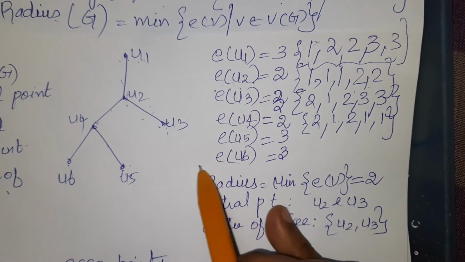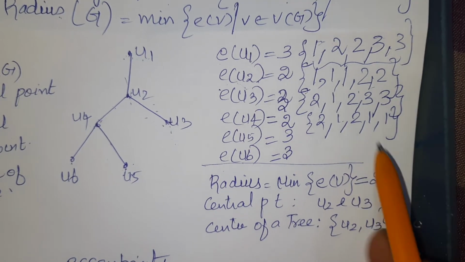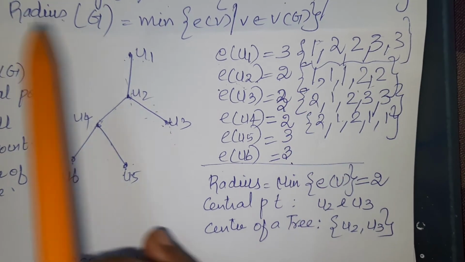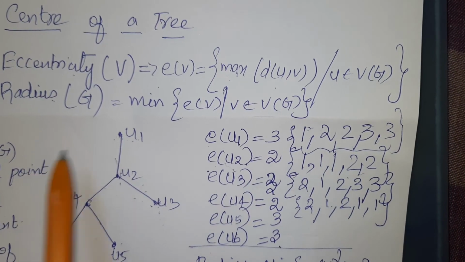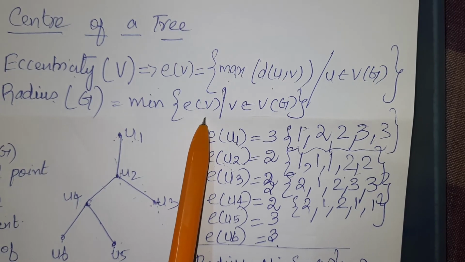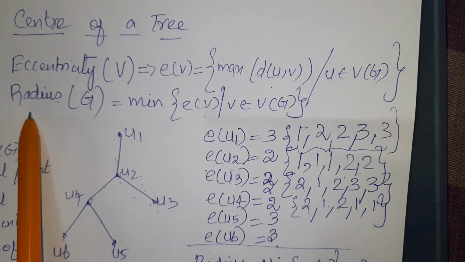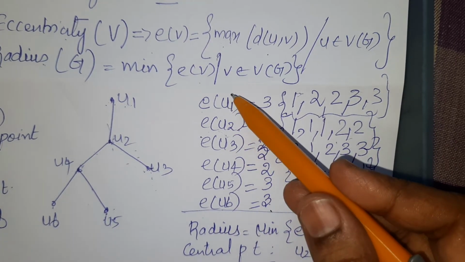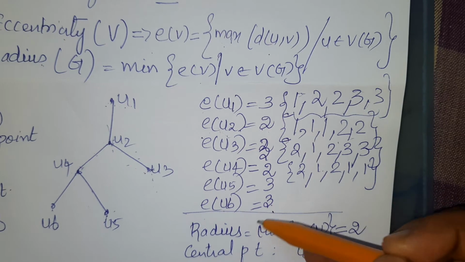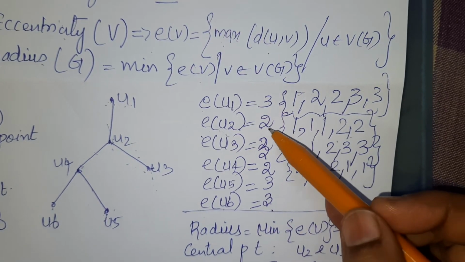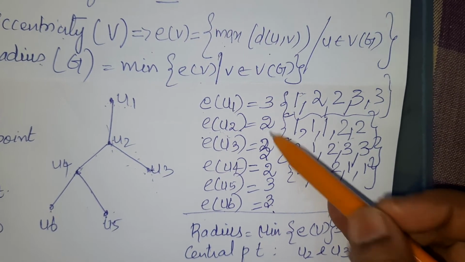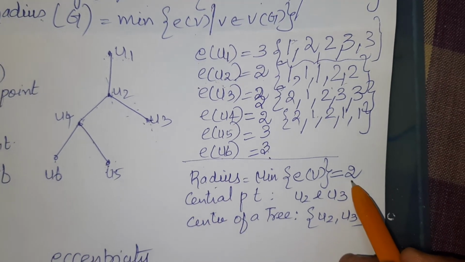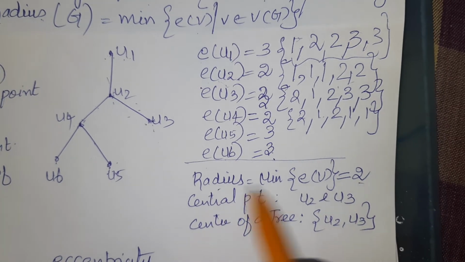So after finding eccentricity, from the eccentricity values, choose the minimum eccentricity. The definition of radius is the minimum of all the eccentricities. So we find different eccentricity values with respect to each vertex. What is the minimum value of these eccentricities? The minimum number is 2. Therefore, the radius is given by 2.